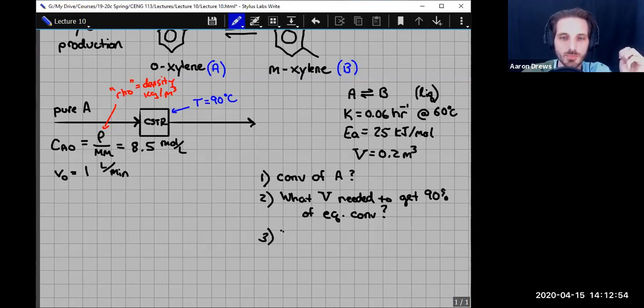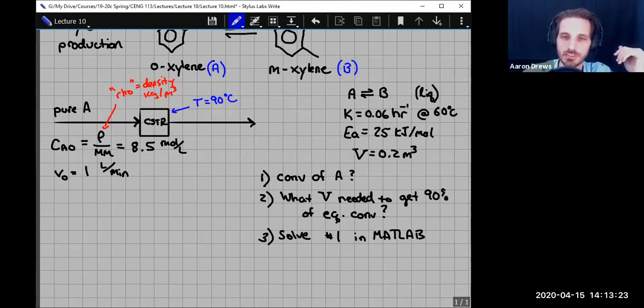And then the last problem that we'll get to, and this is the part that might go into the next part of the lecture, is to solve number 1 in MATLAB. Right, so 3 different parts to this question. The first question is to take everything as it's given and find out what the conversion of A is. And then the second part says, well, what if we could make that reactor volume anything we wanted it to be in order to get up to 90% of equilibrium conversion?